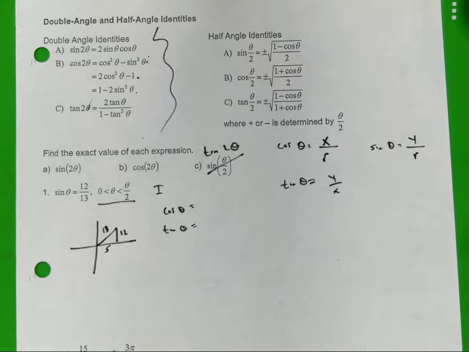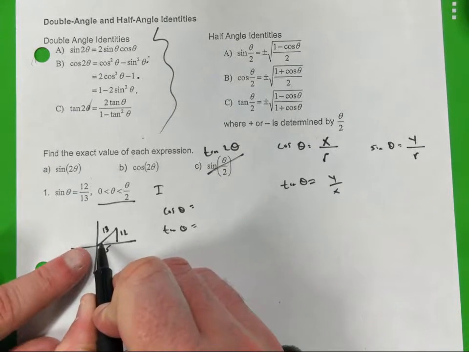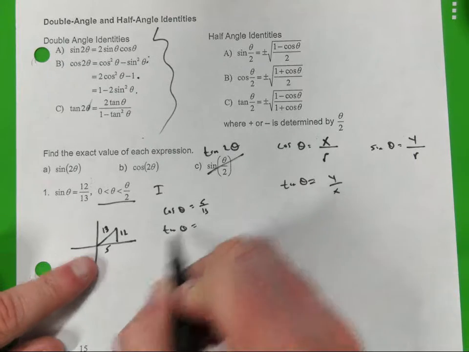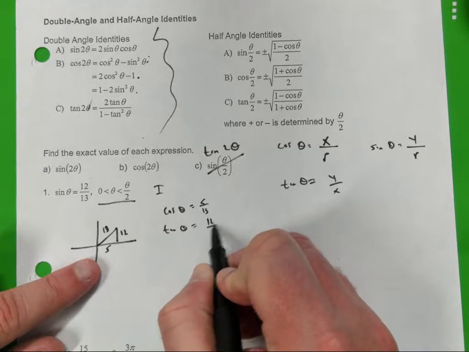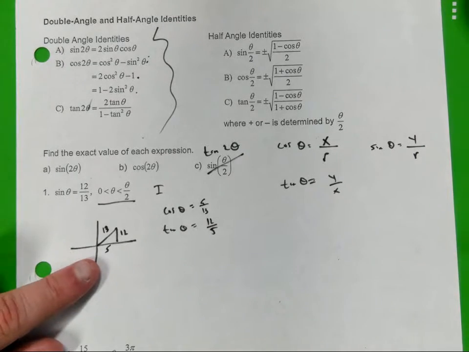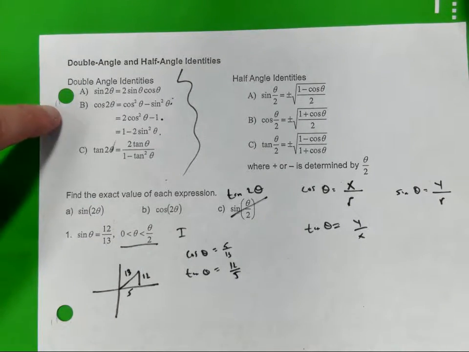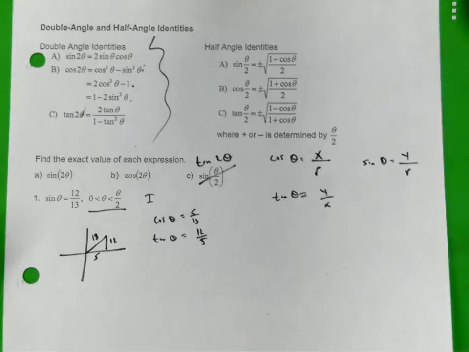Okay, so your hypotenuse is going to be positive no matter what quadrant you're working in. For the x and y, you have to pay attention to what quadrant it's in to know if it's positive or negative, okay? Now, right here, what's my cosine? 5 over 13. What's my tangent? 12 over what? 12 over 5. Okay, you've got all the information you need now to find the sine double angle, the cosine double angle, and the tangent double angle, okay?